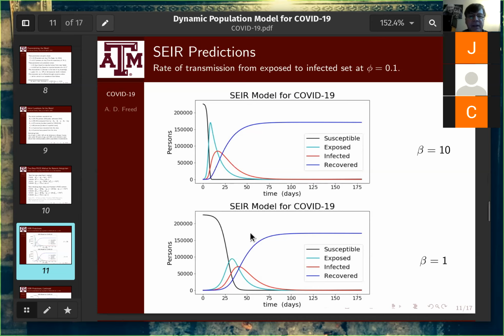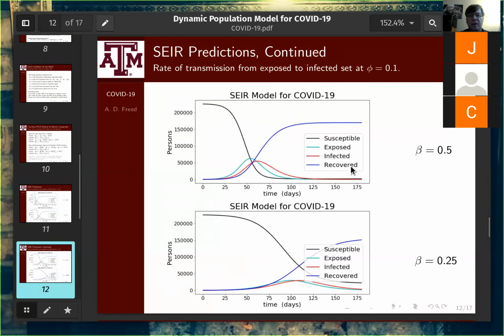But the infected hasn't changed too much. The peak is still, well, over here it's probably about 80,000, and here it's probably about 70,000. So it's down a little bit, and it's also shifted to the right. You'll notice that the uptake is a lot faster than the downtake. And that's true of all of these types of equations, or this class of equations.